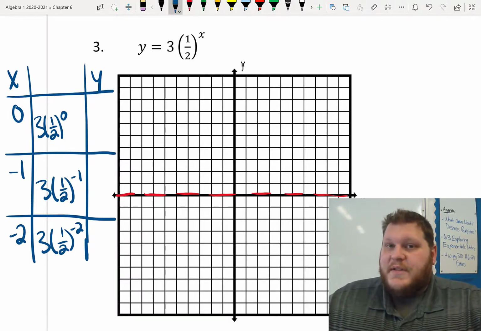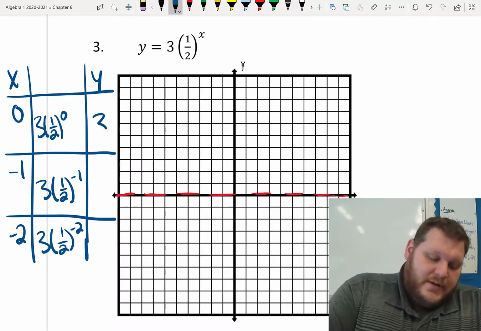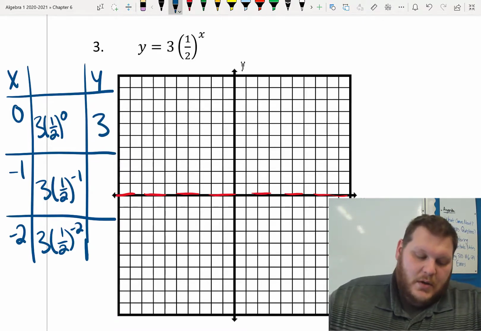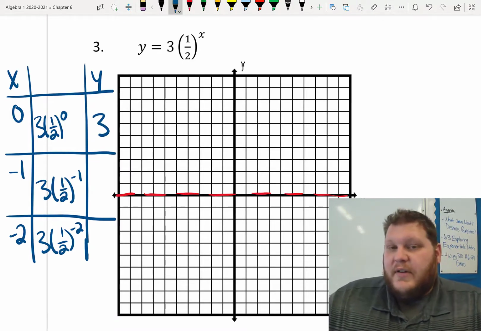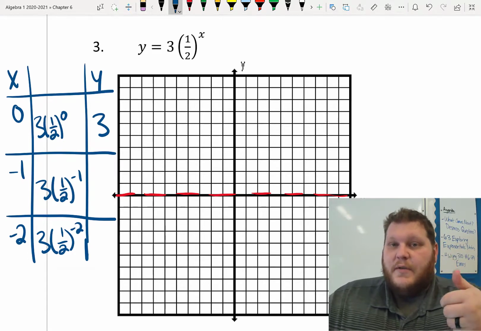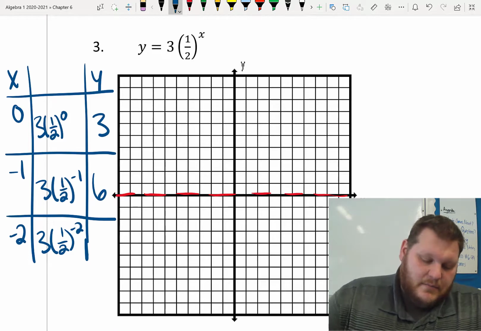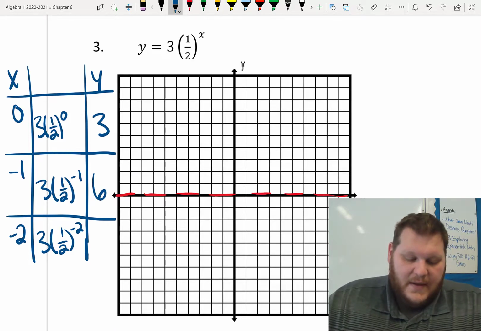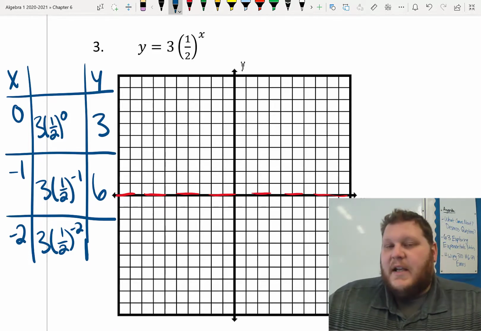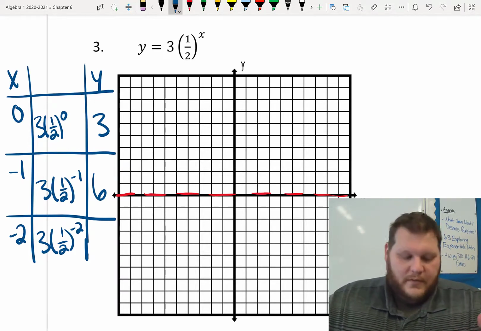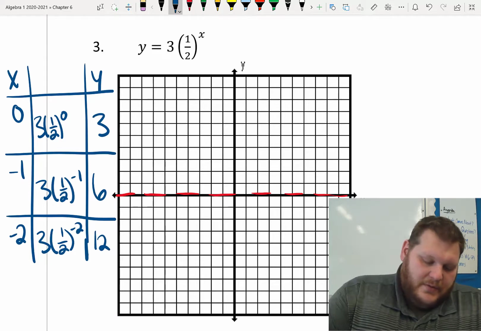1/2 to the 0 power is still 1. 1 times 3 is 3. For -1, 1/2 to the -1st, flipped my fraction over, so now it's 2 to the 1st, which is just 2. 2 times 3 gives me 6. And then my last one, 1/2 to the -2nd power is 2 to the 2nd power, so that's 4. 4 times 3 is 12.